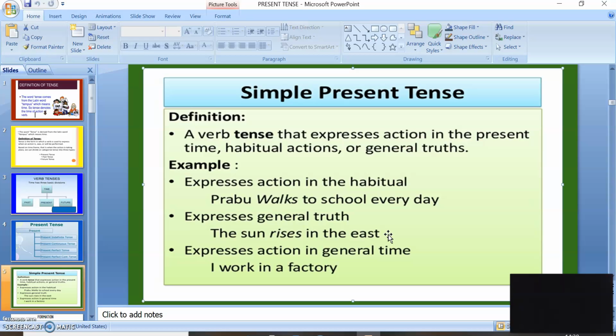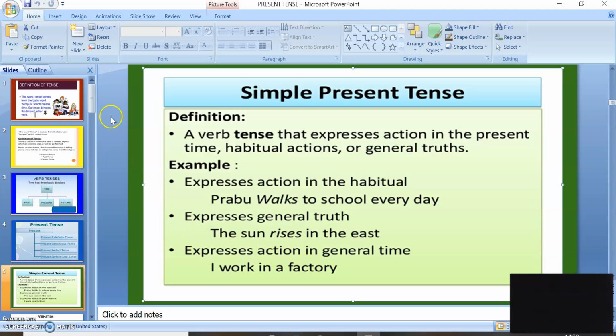We are very much sure that we cannot change the position of the sun. Definitely, it rises in the east and it sets in the west. So these are the facts which cannot be changed at any cost. So we can say that such sentences fall in the category of sentences which stand for universal truths. Now, also, you can use simple present tense to talk about action in general time, like I work in a factory, I work in a company, etc. I hope it is clear.